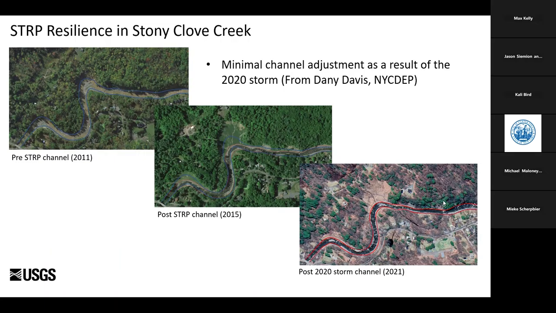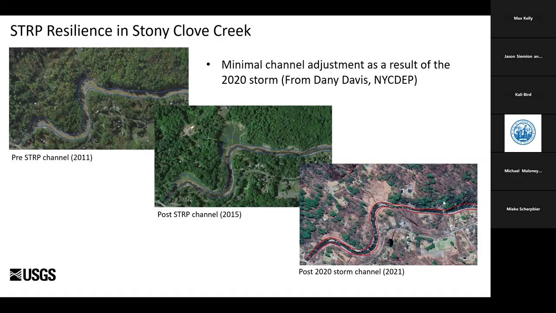Then we have the project that was done. So the middle picture here is after the projects, and this whole stream reach within this image here was reconstructed, including the bed. And of course, you can see where the hill slopes were treated as well. Then the lower image on the right is what it looked like after the storm.